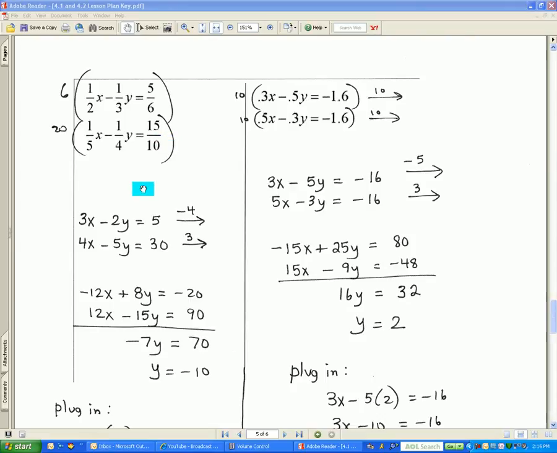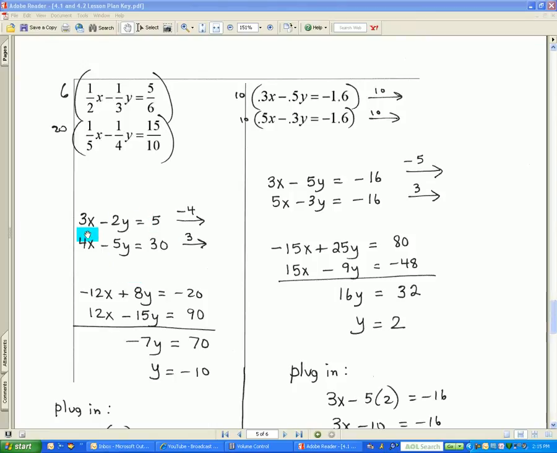Look at how much more decent this is. The top equation, when I multiply by 6, becomes 3x minus 2y equals 5. The bottom equation, when I multiply by 20, becomes 4x minus 5y equals 30. Now what we do is we completely forget that original system ever existed and just work with this system.